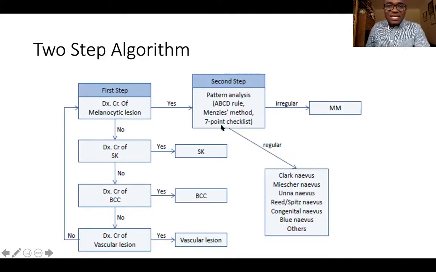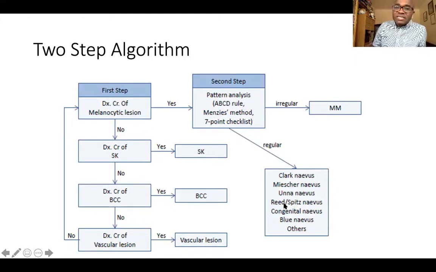If this pattern analysis shows a regular pattern, then you're going to make a diagnosis of a benign lesion. If it's got an irregular pattern on your pattern analysis, utilizing any of these rules, the ABCD rule or the 7-point checklist, or just general pattern analysis, global or local features, if it's irregular, then it's a melanoma. If it's regular, then you're thinking of any of these benign lesions.